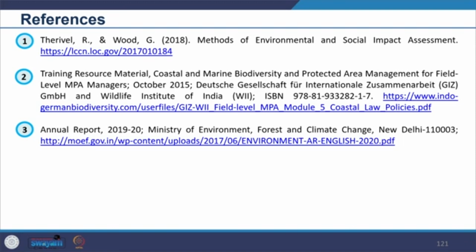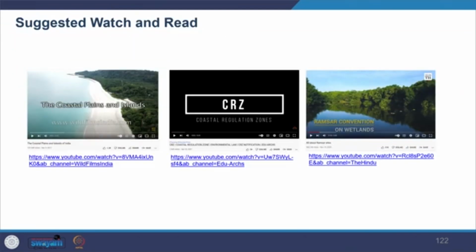These were our key references which we used for this particular session. These are the suggested watch and reads. Our coverage is very limited in terms of what we can cover. A lot of acts and other things we have mentioned but not covered in detail, so you can also look at some of the detailed reviews and other materials which have been given to you.